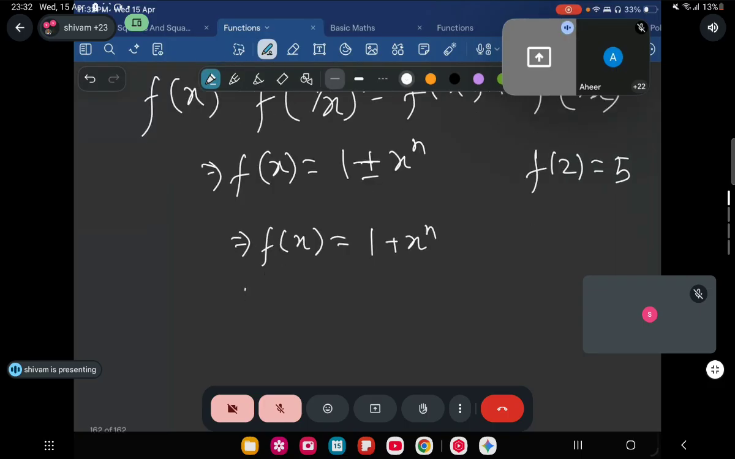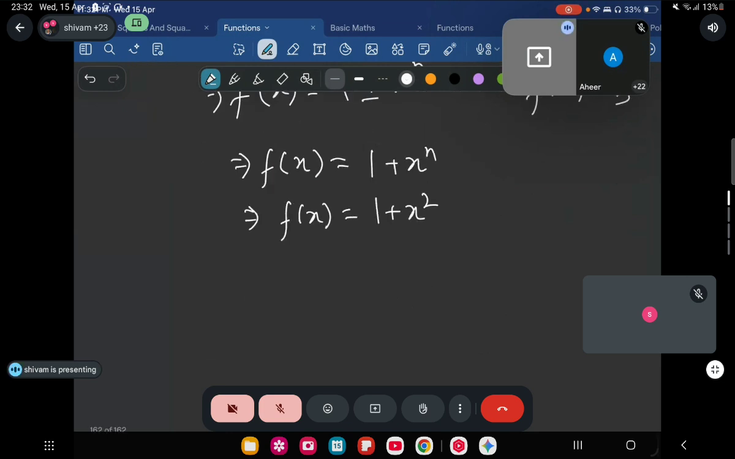And since f of 2 is given as 5, we can easily say that f of x is equal to 1 plus x square. Okay. We need to find out f of 3. Therefore, f of 3 is equal to 1 plus 3 square, which is equal to 10. Okay. These kind of questions you can expect in mains.